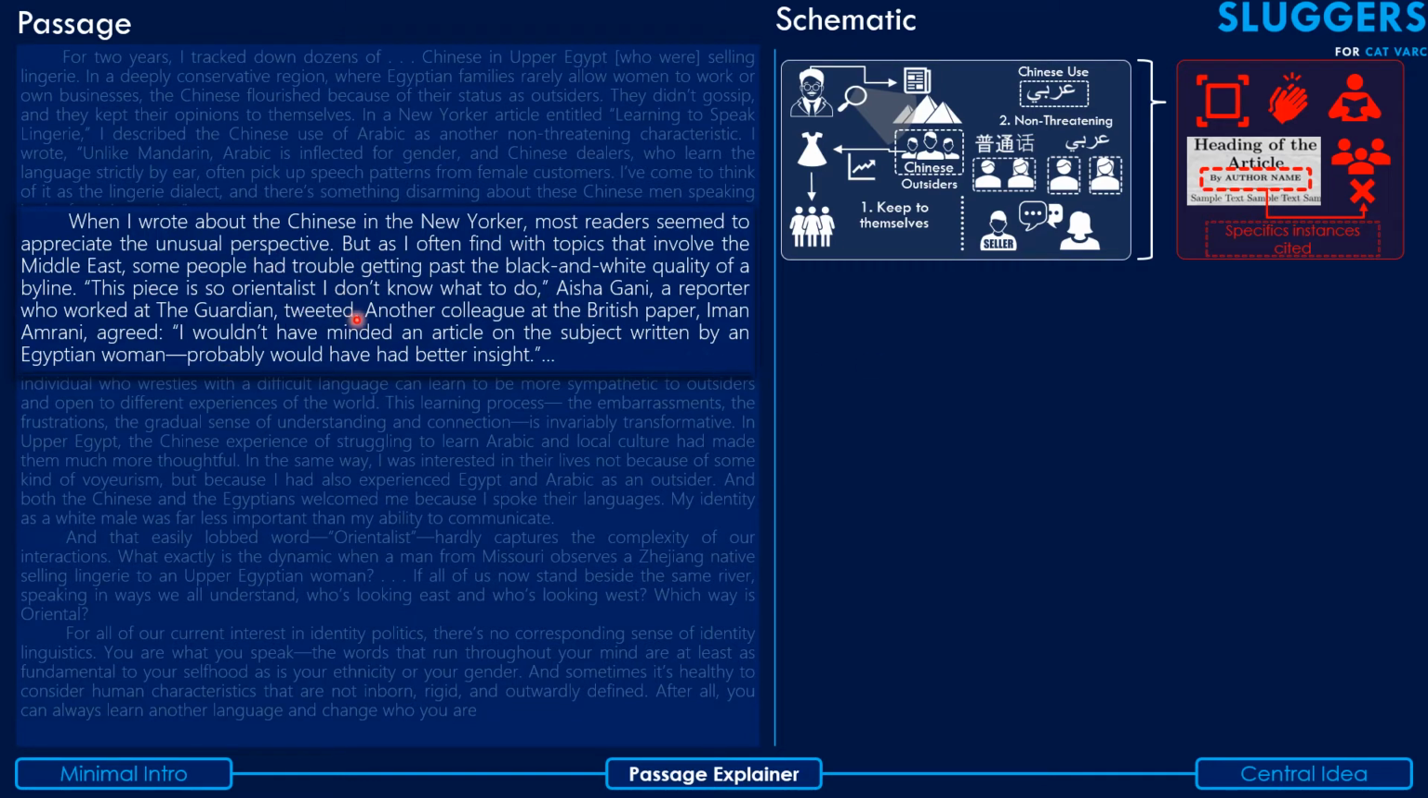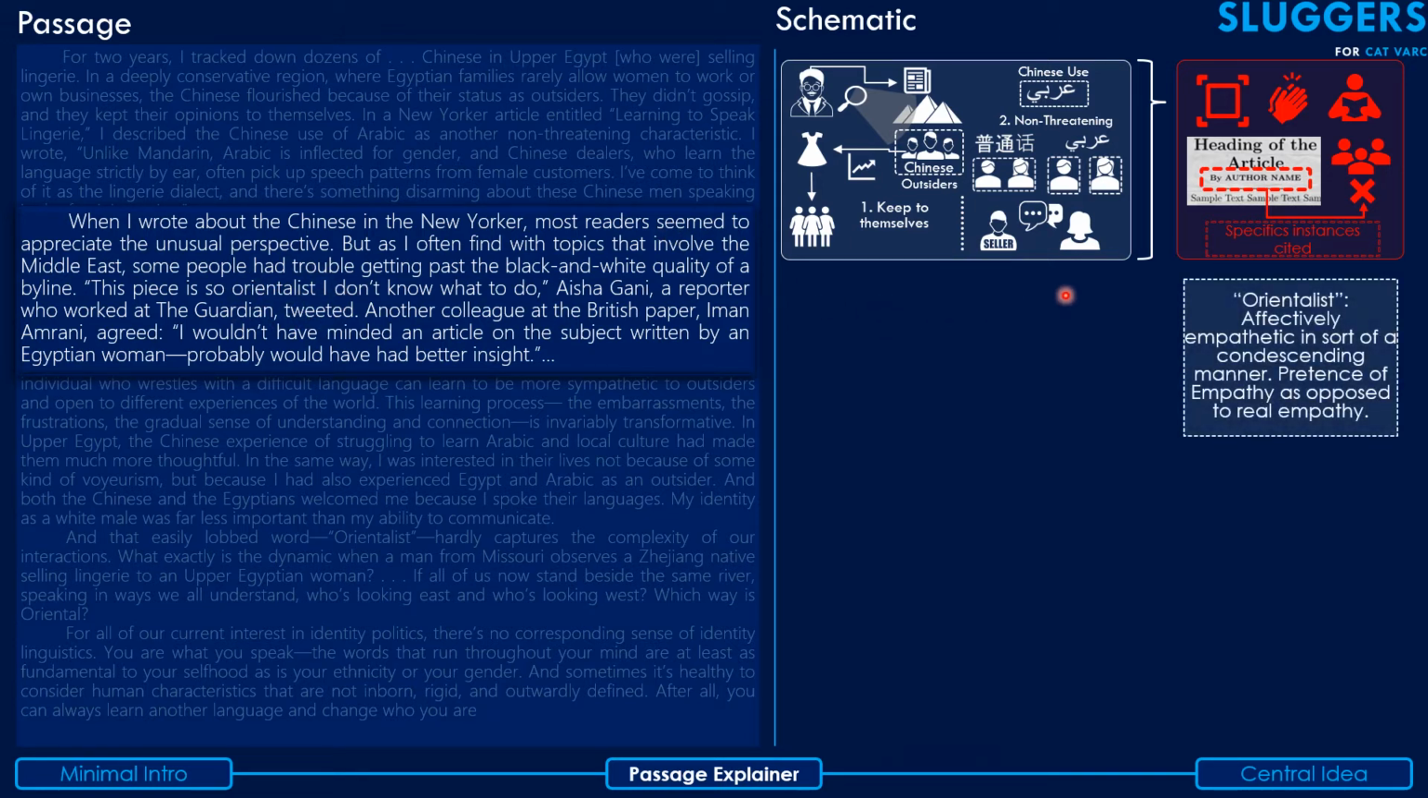Now, normally the word Orientalist is generally used to relate to anything that relates to the eastern part of the world, the Asian part of the world, right? So that's where the word Oriental is generally used. In this context, however, it has a negative connotation, and Orientalist basically means being empathetic in a sort of condescending manner, or just pretending to have empathy as opposed to real empathy.